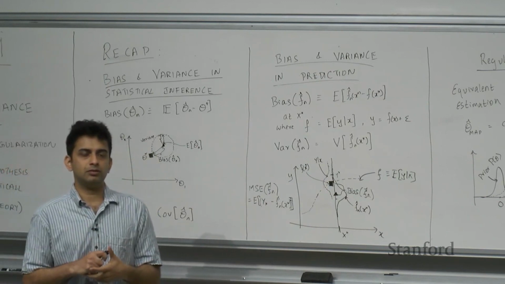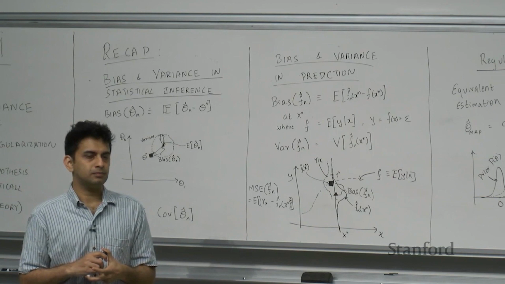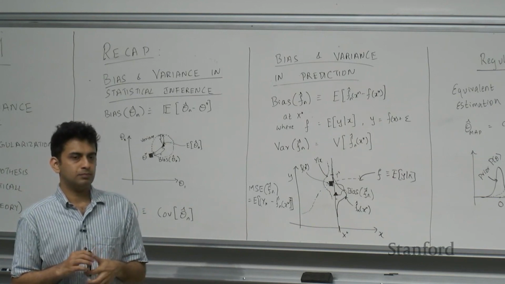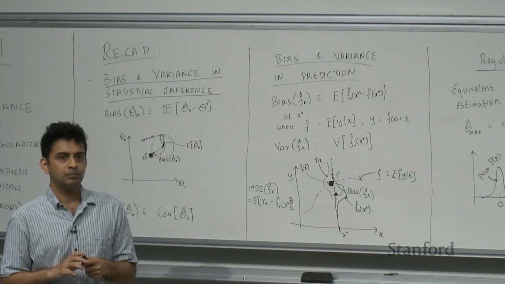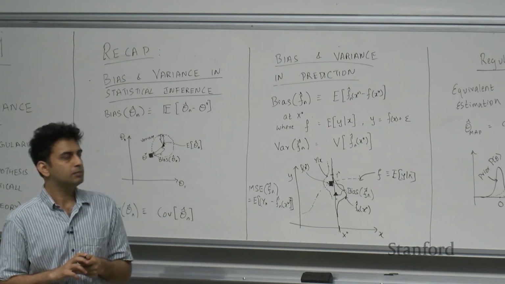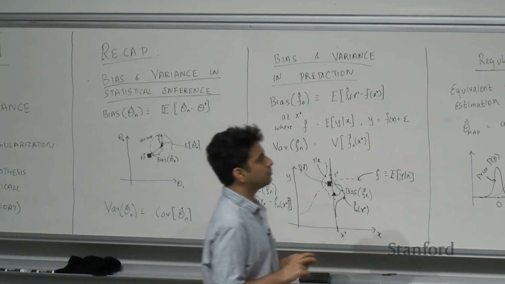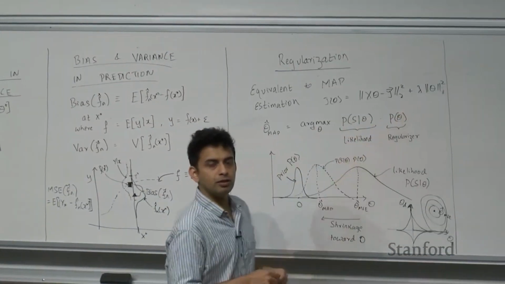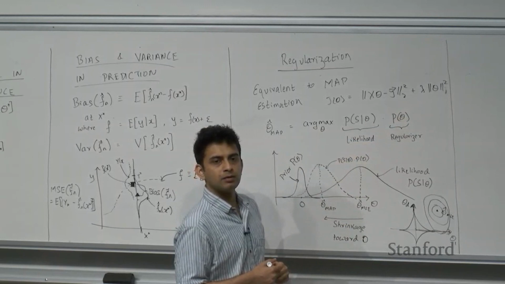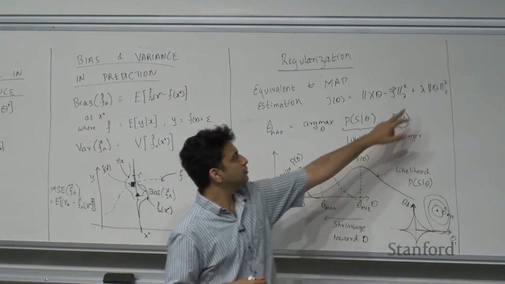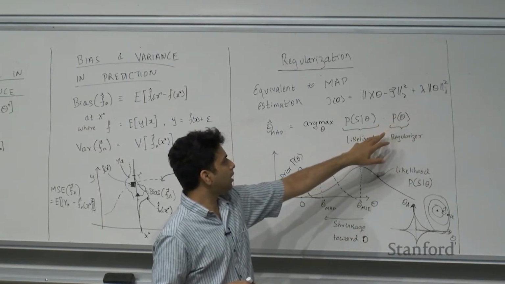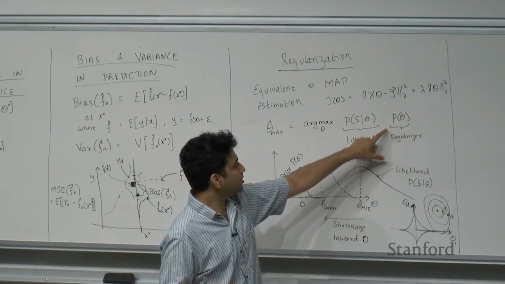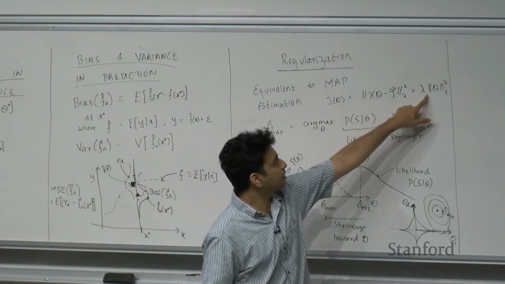Yes, question? Can you explain that part again about how the regularizer term in the theta map translates to the plus lambda term in the loss? So the question is, how does the regularizer term cause that? This is exactly what you need to show in your homework. The question is, how does the prior result in this?